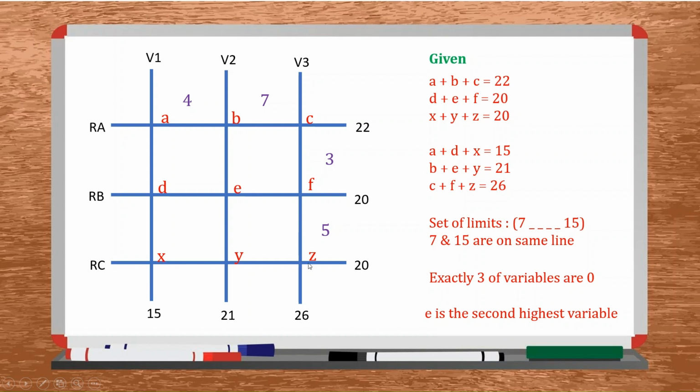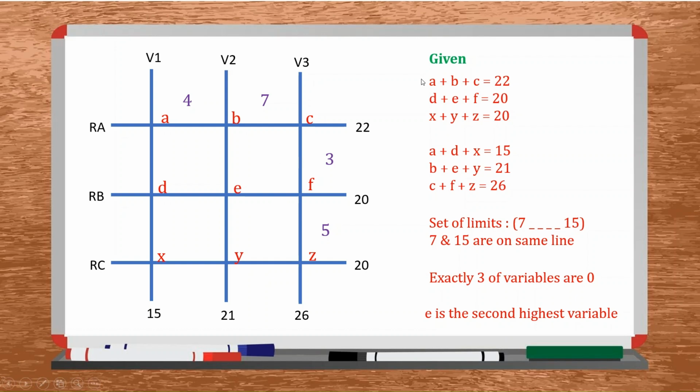Also, we have been given that the second highest cash integer here would be 12 kilometers away from Z, which is at the intersection of V3 and RC. So if we see, Y is 7 kilometers from Z. F is 5 kilometers from Z. E is 7 and 5, 12 kilometers from Z. B would be 7 and 8, 15 kilometers from Z. So only E is 12 kilometers from Z. So the second highest variable in this particular set of variables would be E. This is the information that we have.